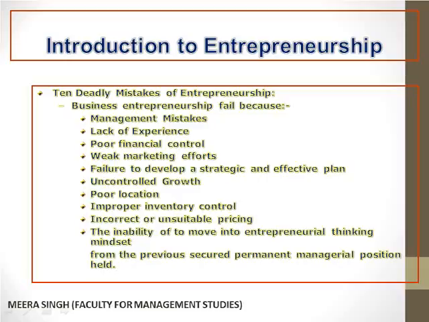First is management mistakes: lack of experience, poor financial control, weak marketing efforts, failure to develop a strategic and effective plan, uncontrolled growth, poor location, improper inventory control, incorrect or unsuitable pricing, the inability to move into an entrepreneurial thinking mindset from the previous secured permanent managerial position held. So if there is a shift from intrapreneurial thought process to entrepreneurial thought process, the person has to really go through a long process. He has to really eliminate that intrapreneurial thing which he had when he was working in his company earlier, and now he is an entrepreneur, working in his own company. So he should really get rid of that gray shade, otherwise there will be a problem.